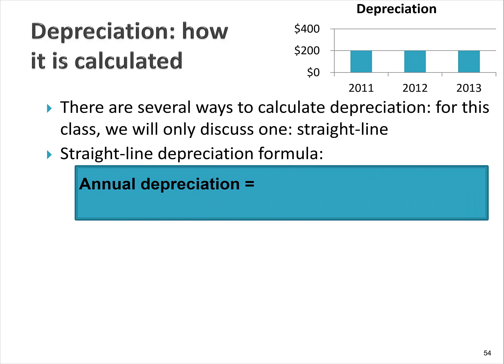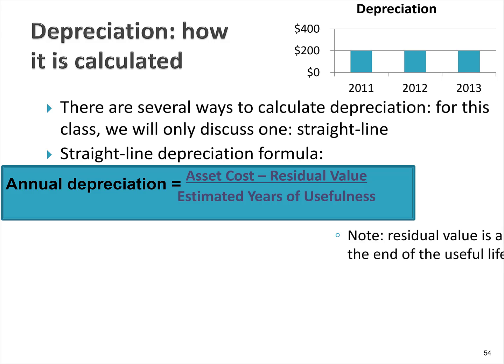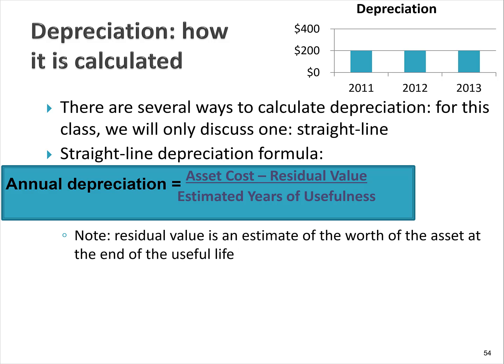So the annual depreciation for an asset is calculated by taking the asset's cost minus something called residual value, and you just divide it over the years that you think you'll be able to use that asset. So what is residual value? Residual value is an estimate of the worth of the asset at the end of the useful life.